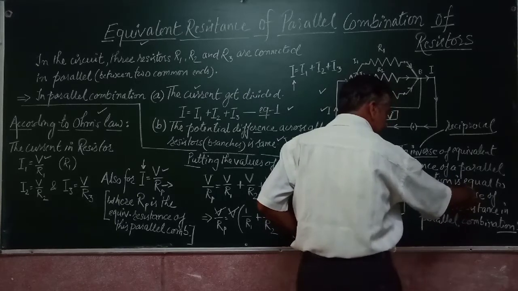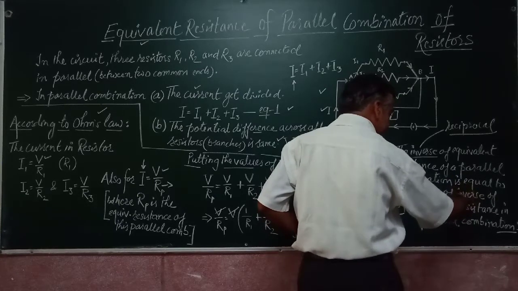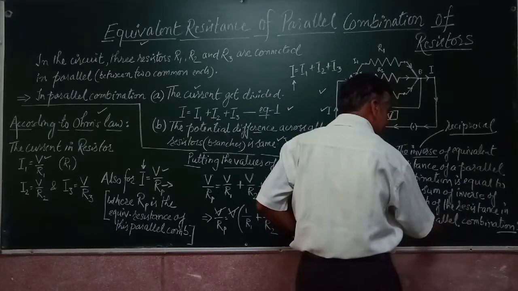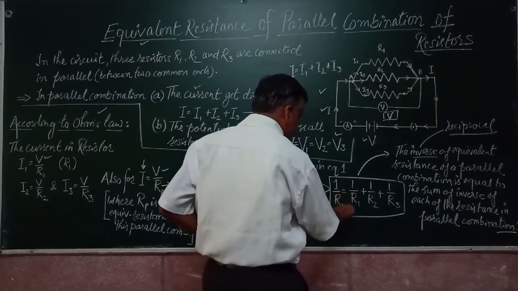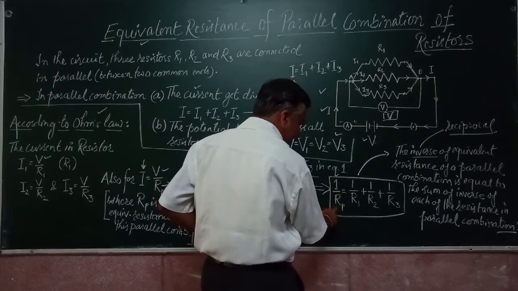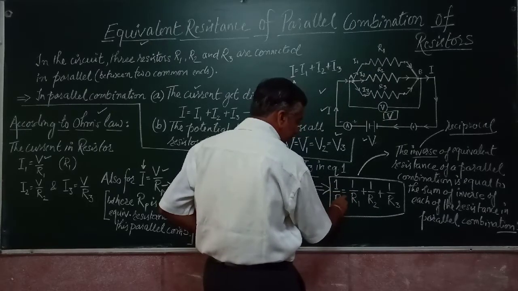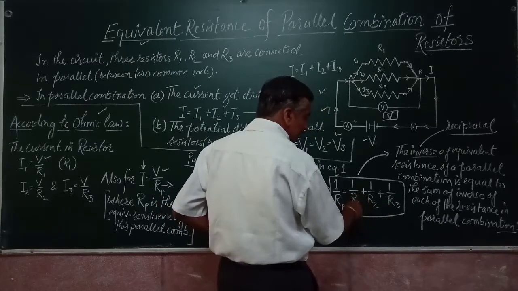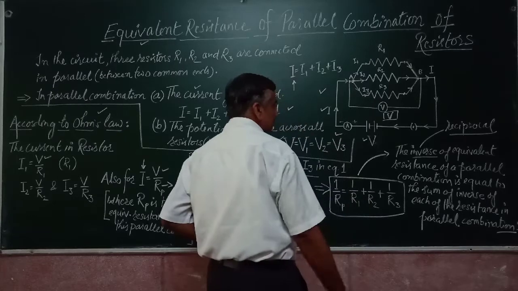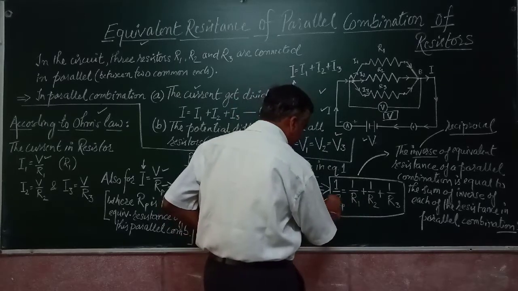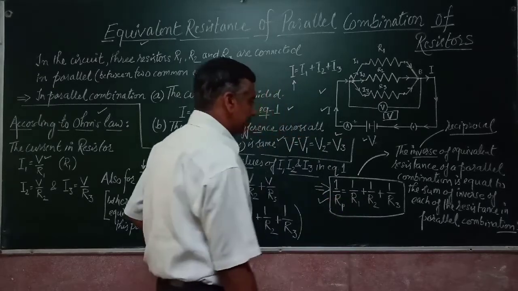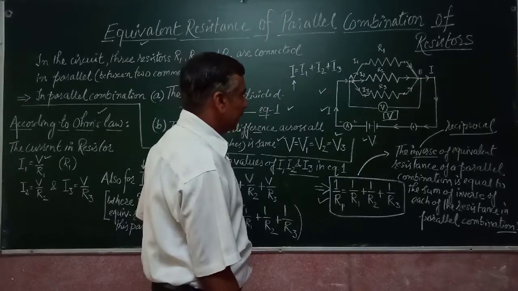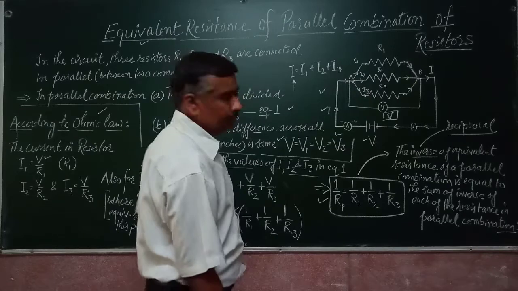The inverse or the reciprocal of the equivalent resistance of a parallel combination is equal to the sum of the inverse or reciprocal of the resistances of the individual resistors in parallel combination. So this is the expression by which we can find the equivalent resistance of a parallel combination, and you have to learn it by heart. This is very important. Thank you very much.